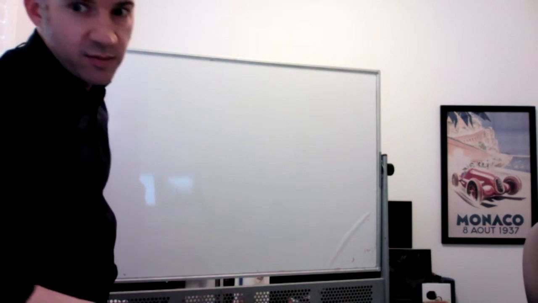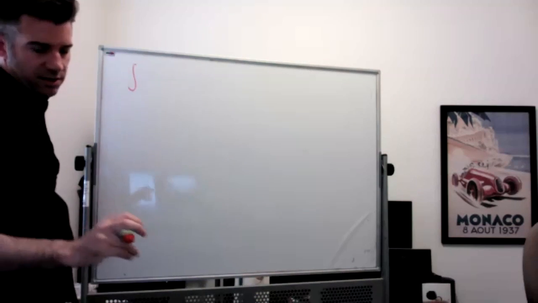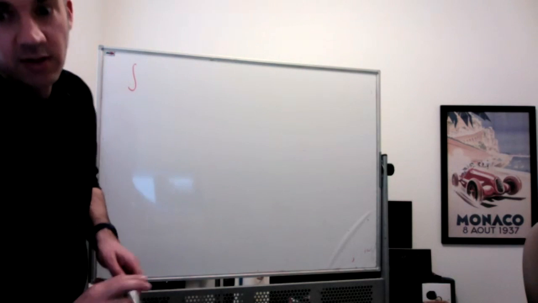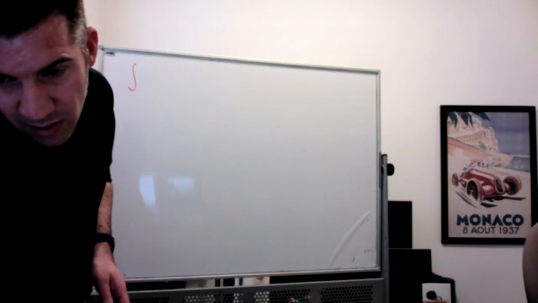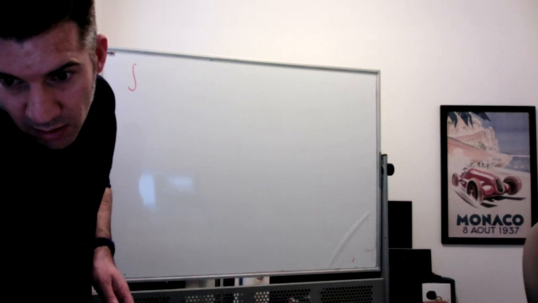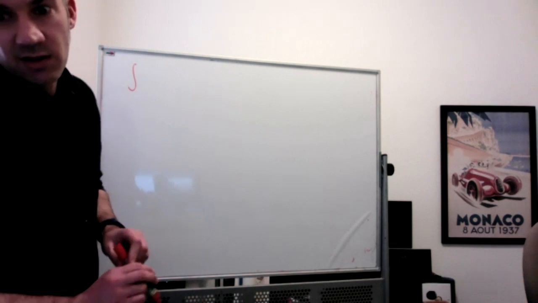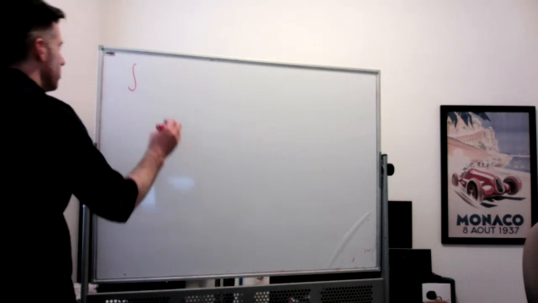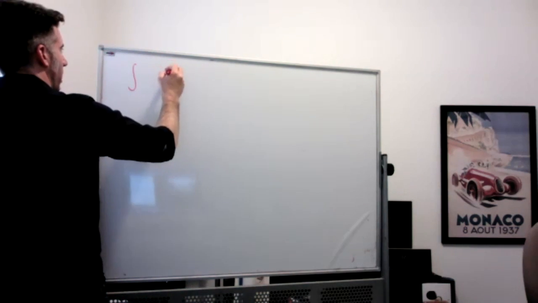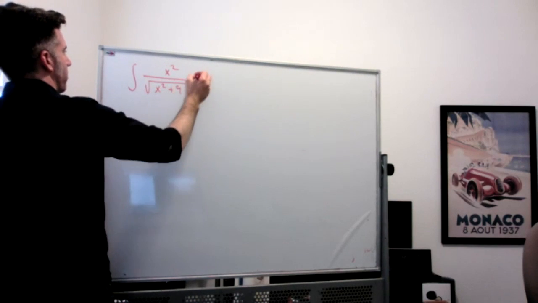Let's try this one. Let's do the integral. It's always kind of funky coming up with problems. I just want to make sure this one doesn't come out to be super extra terrible. Let's try this one. Let's do x squared over the square root of x squared plus 9.